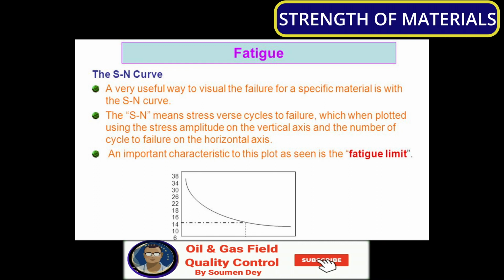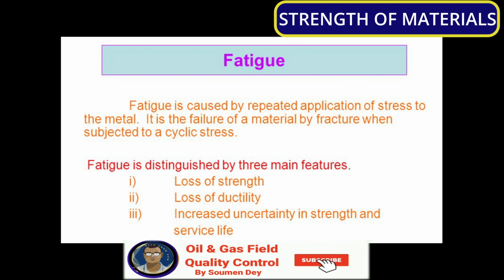The S-N curve is in relation with fatigue. A very useful way to visualize the failure of a specific material is with the S-N curve. The S-N means stress versus cycles to failure, which is plotted using the stress amplitude on the vertical axis and the number of cycles to failure on the horizontal axis. An important characteristic of this plot is the fatigue limit. So fatigue is caused by repeated application of stress to the material. It is failure of the material by fracture when subjected to a cyclic stress. Fatigue is distinguished by three main features: loss of strength, loss of ductility, and increased uncertainty in strength and service life.